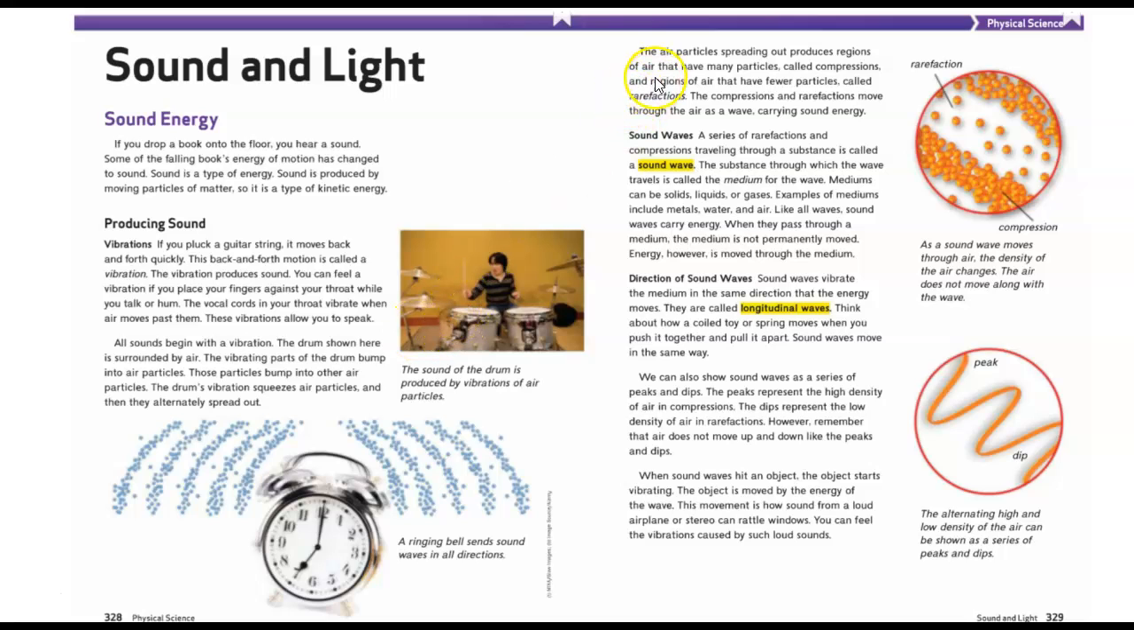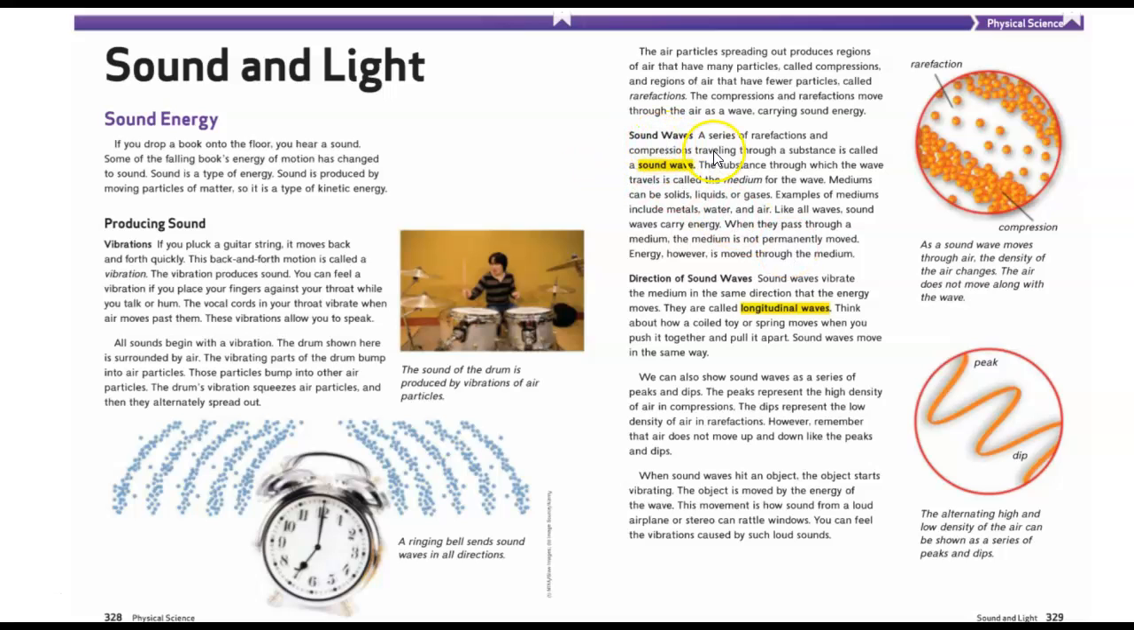The air particles spreading out produces regions of air that have many particles, called compressions, and regions of air that have fewer particles, called refractions. The compressions and refractions move through the air as a wave carrying sound energy. So here you kind of go, here's your compression, and then these are your refractions. As a sound wave moves through air, the density of the air changes. The air does not move along with the wave.